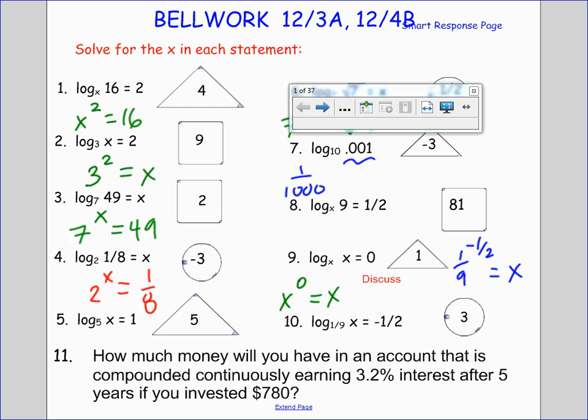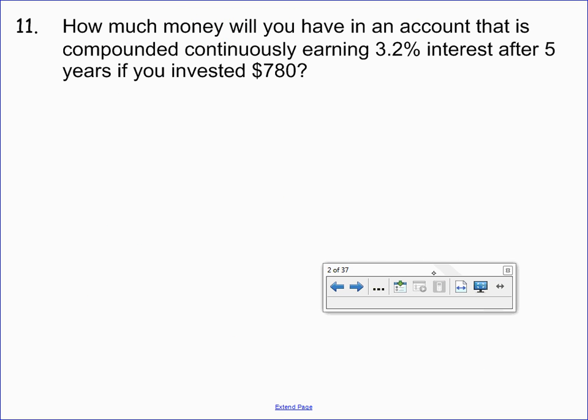Then I made a little space for our number 11. Again, anytime you're talking about continuous growth or continuous decay, then you're authorized the use of that formula. A equals P times E to the RT, where E is not a variable, but Euler's number, about 2.71828. And so, how much money will you have in an account that is compounded continuously, earning 3.2% interest after 5 years if you invested $780? So here we go.